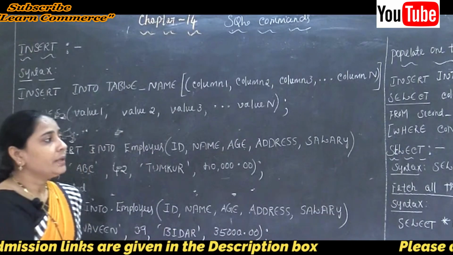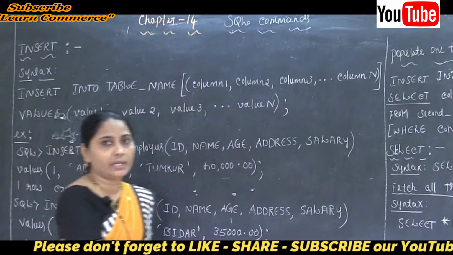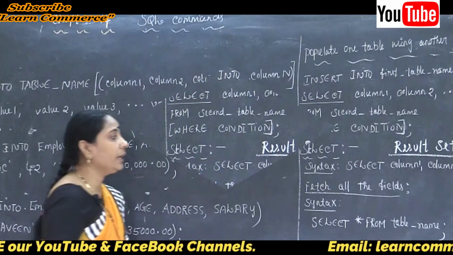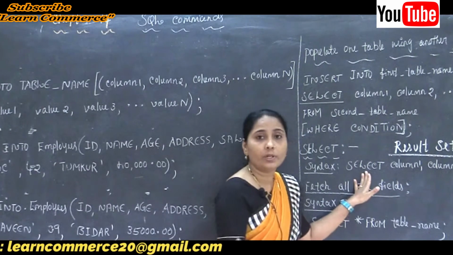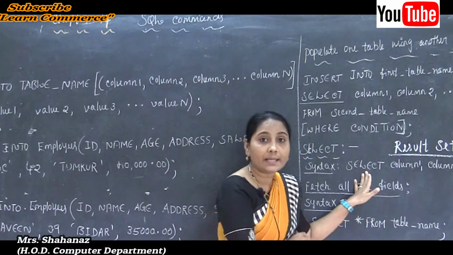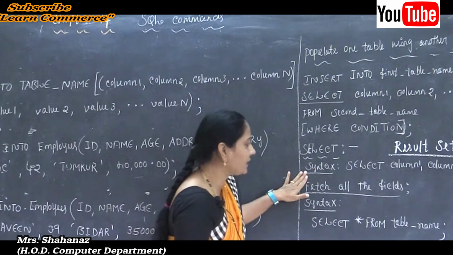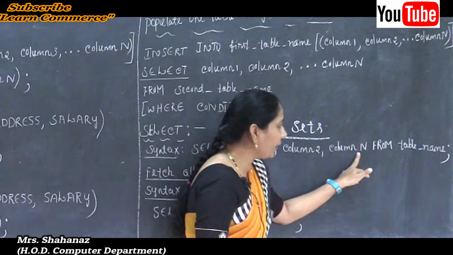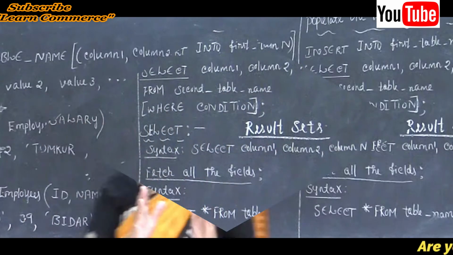After knowing the meaning of the select statement, let's look at some of the commands used in the SQL select statement. The first form is used to access only some columns from the table. The basic syntax of the select statement is as follows: select column 1, column 2, column n from table_name. Clear this point? Here only some columns are going to be accessed.